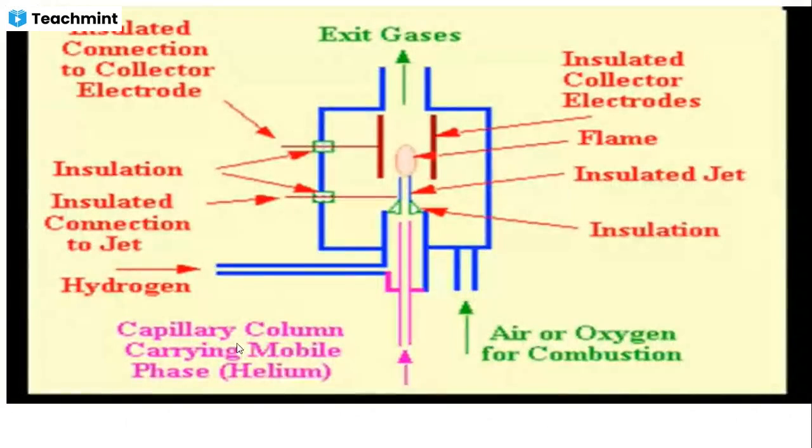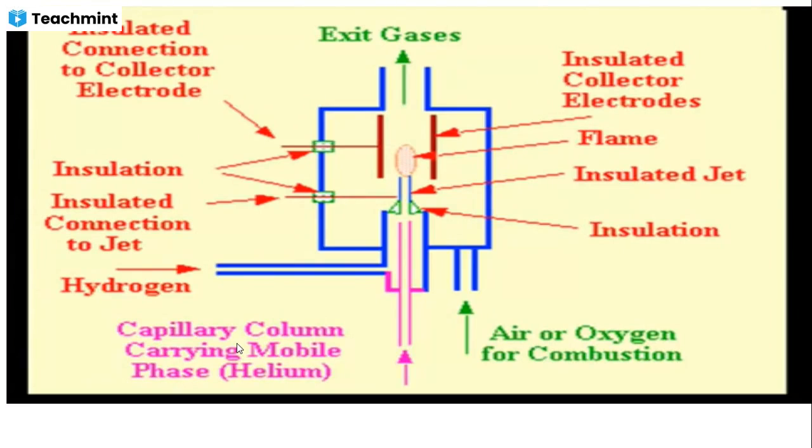At the bottom of the flame, we have the negative electrode. In the area where the collection occurs, we have the positive electrode. High voltage is applied between the electrodes so that the ions produced in the flame can be collected.